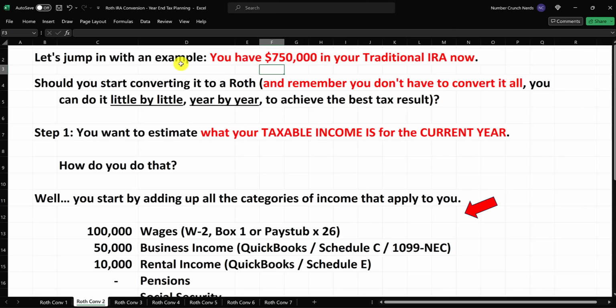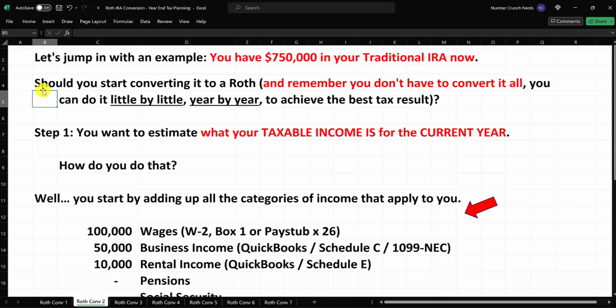We are going to start with an example. The example is you have $750,000 in your traditional IRA right now. Now, there is no set amount that matters for purposes of this example. You have whatever you have in your traditional IRA. There's no minimum, there's no maximum that's necessary. Whatever you have, you can potentially convert it into a Roth IRA if it makes sense from a tax and financial planning perspective. I'm just using $750,000 as an example.